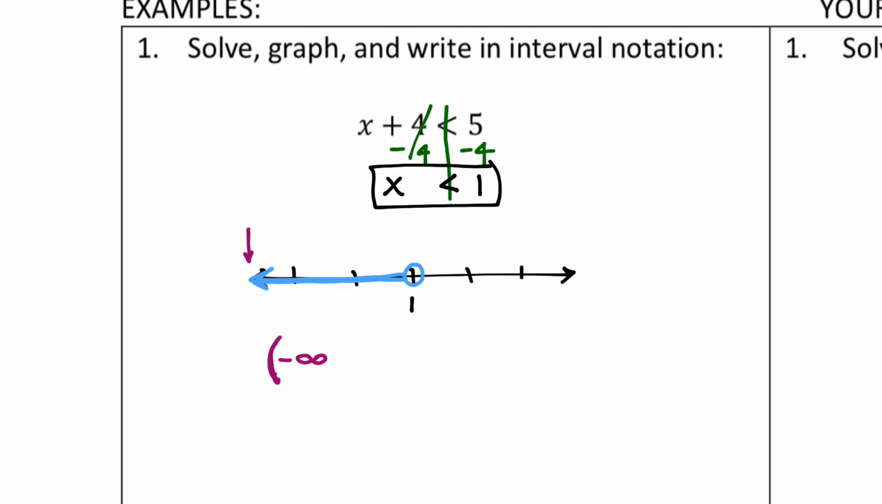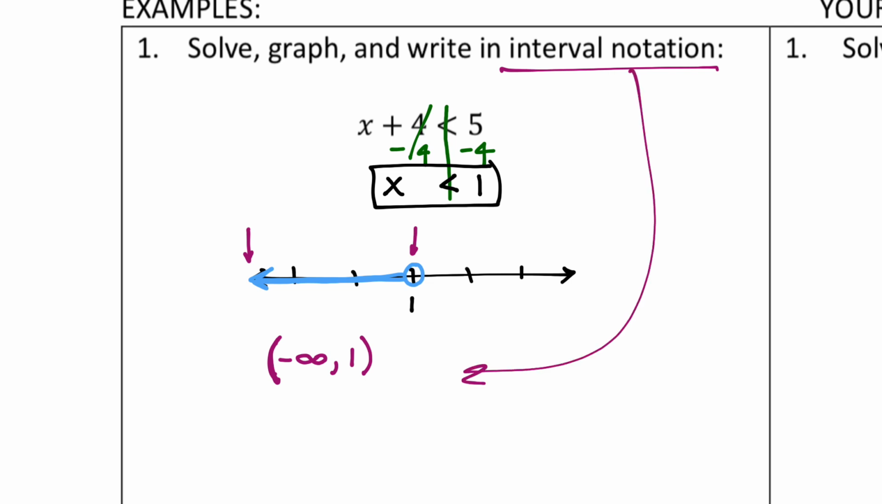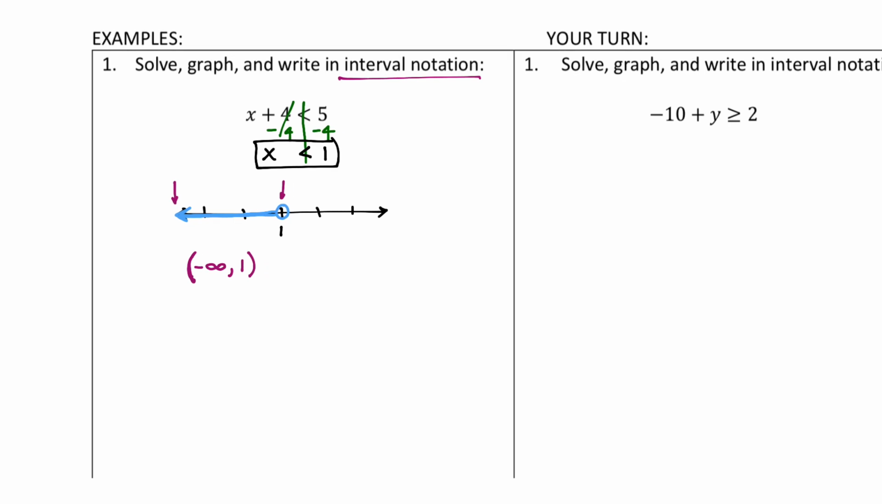Okay, then what does the other endpoint look like? So comma, the other endpoint is an open circle at 1. So 1 and an open parenthesis, if you will. And that is interval notation. You're done. That's all you need to do. Wasn't too bad. Okay, go ahead and try yours.